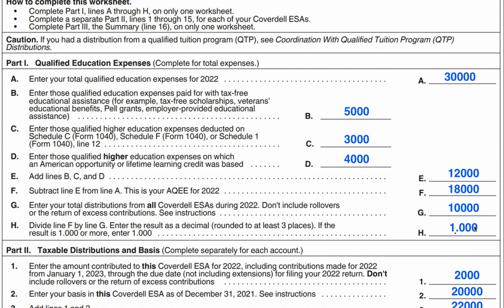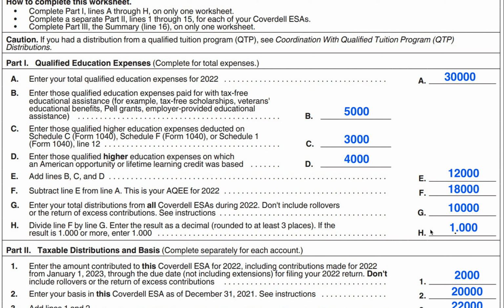So right here, by the time you finish part 1, you're going to know for sure whether or not part of your distribution is taxable or whether or not it's completely tax-free. So we know this for a fact. In part 2, we're going to emphasize that. We'll kind of go through the calculation that verifies and proves that, but then we're also going to make some calculations so that we know what our basis is for future withdrawals.